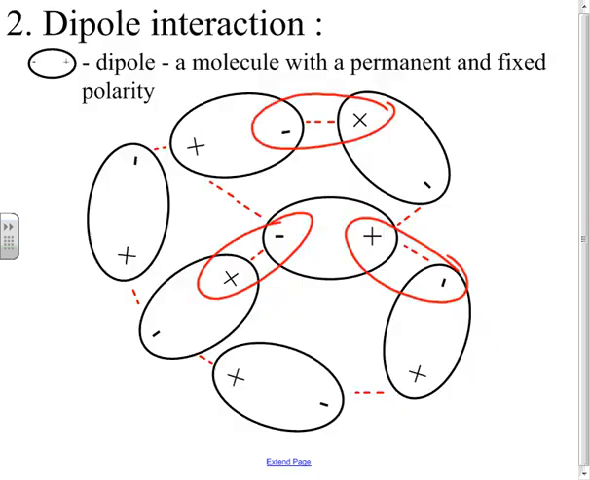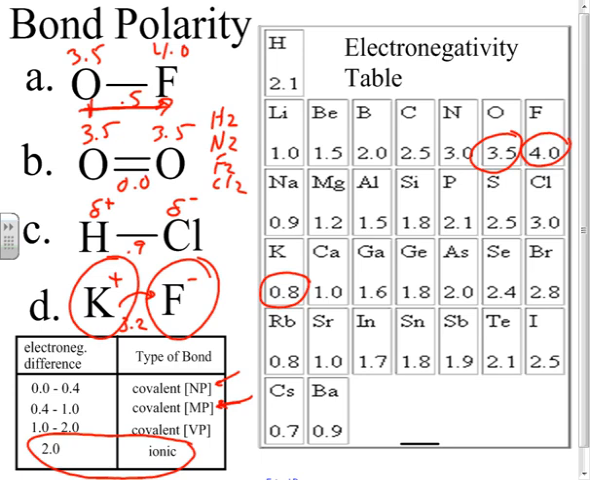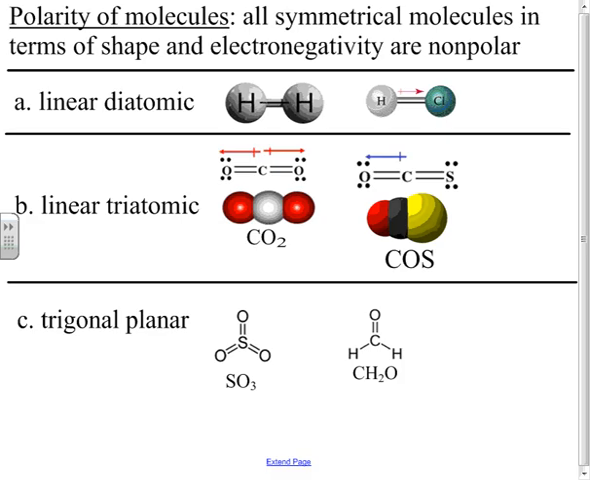Again, for dipole interaction, you must have a polar molecule, which is going to involve a polar bond someplace, but do not confuse polar bonds with polar molecules. Polar molecules have to be asymmetrical in terms of shape and electronegativity. All symmetrical molecules in terms of shape and electronegativity are non-polar.